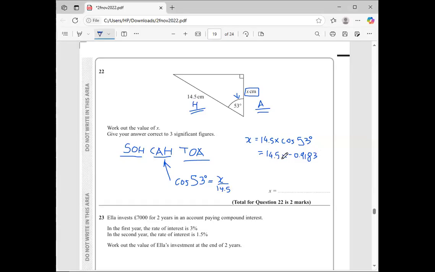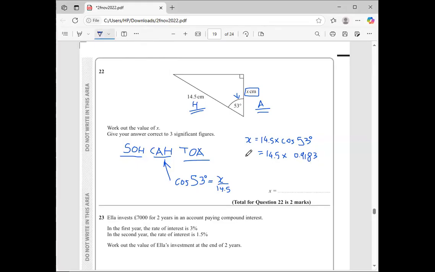Okay, so hold on. Let me even check something. All angles. Okay. Yes, there's no need for that minus. All angles that are less than 90, all their trigonometric ratios are usually positive. So please just help me multiply 14.5 by 0.9183.